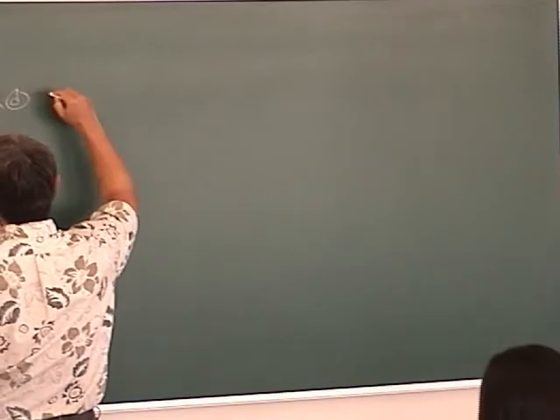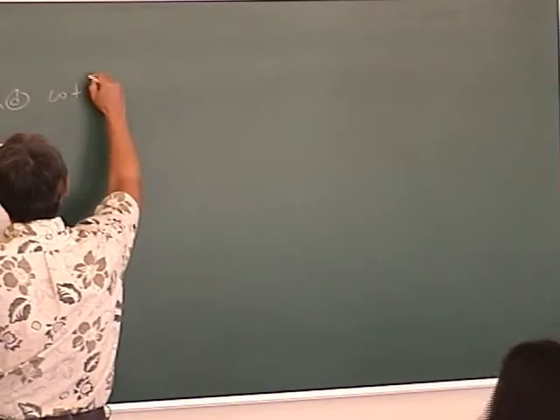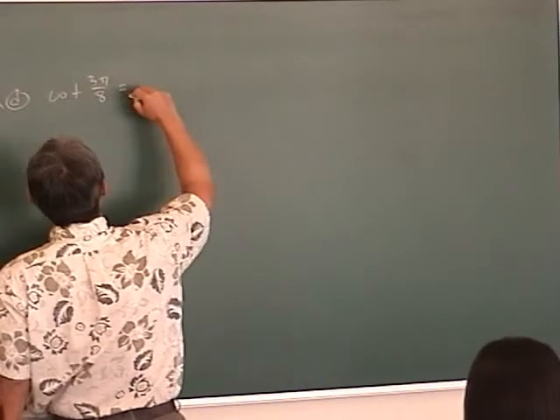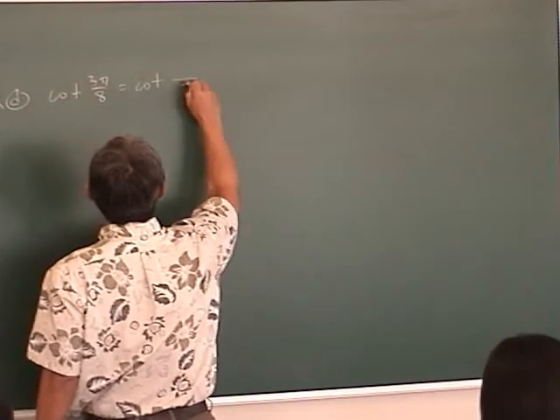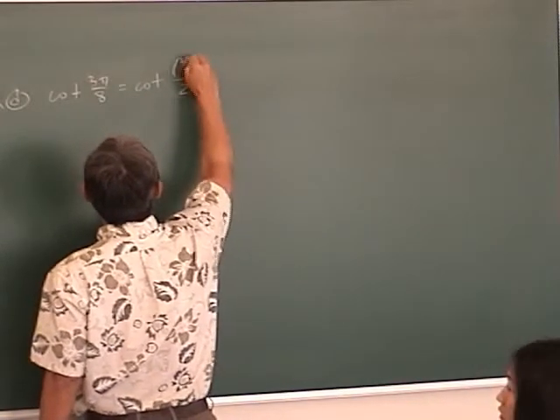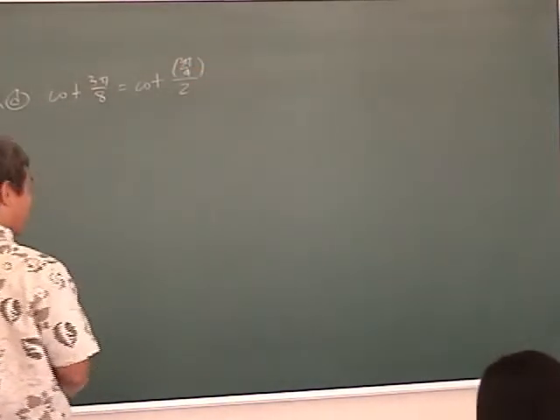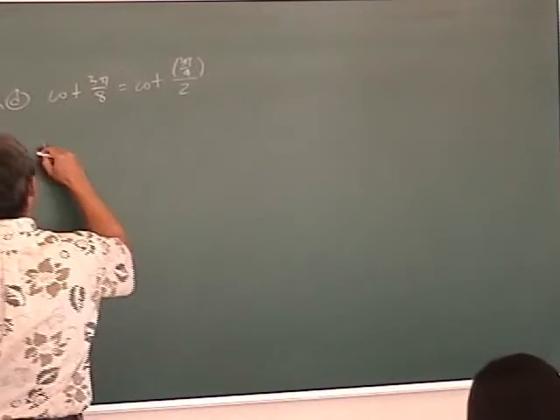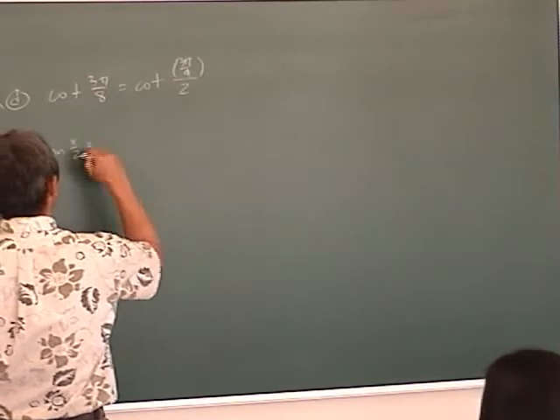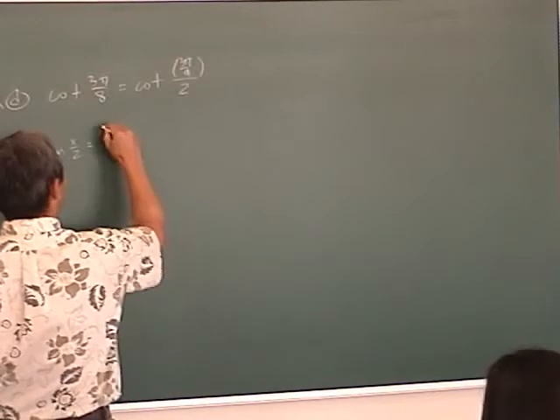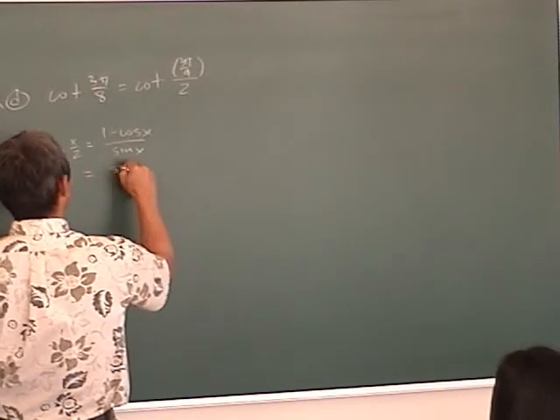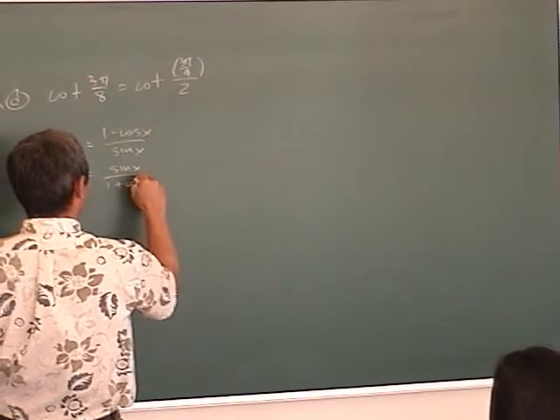Use half angle identity. Isn't 3 pi over 8 half of an angle that I know? Yeah, 3 pi over 4. Now, cotangent is simply the reciprocal of tangent, right? So, tangent x over 2, you have 1 minus cosine x over sine x, or sine x all over 1 plus cosine x, right?